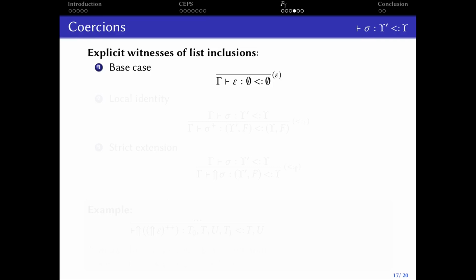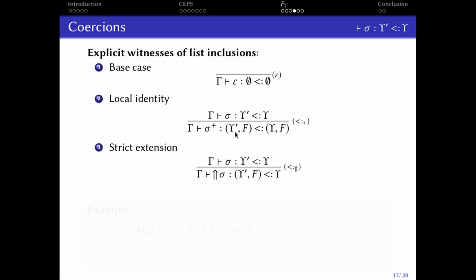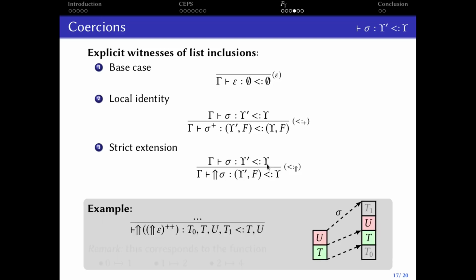What about coercions? Well, they are the proof terms witnessing list inclusion. So we have the base case. We have a case for saying that we are adding the same type on both sides of the list inclusion, and we have the case of a strict extension. So we say that this is an extension of epsilon if we have been adding something, and that the prefix epsilon prime is already an extension of epsilon.